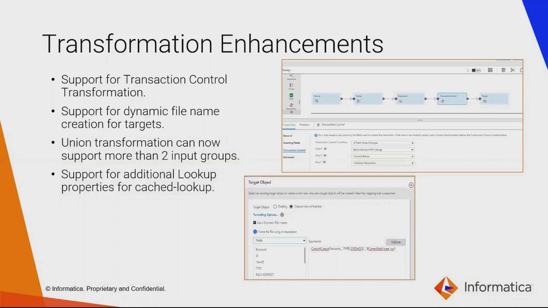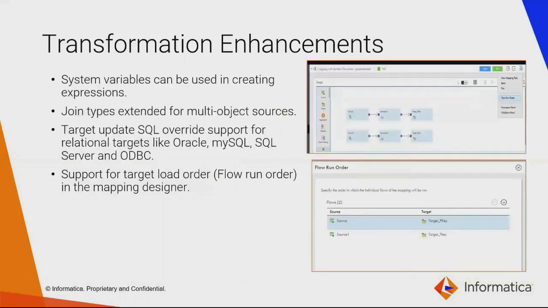A couple of additional enhancements that we have done are to the union transformation and lookup transformation. Union transformation can now support more than two input groups, and we have added properties to the lookup transformation to support cache lookup and persistent lookups.